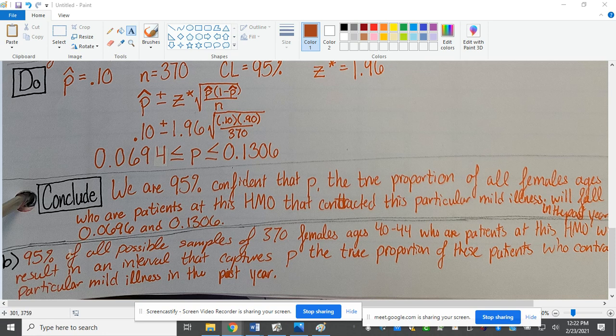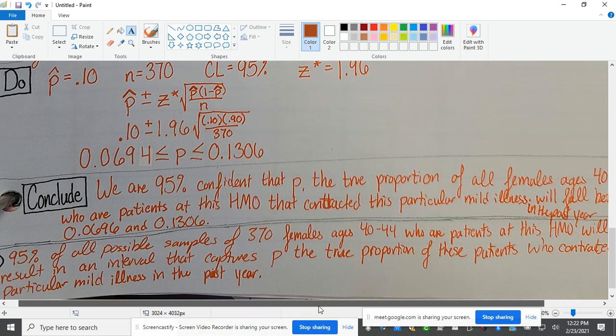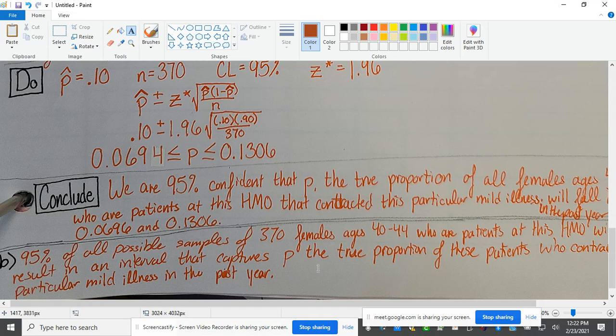So this is 95% of all possible samples of 370 females age 40 to 44 patients at this HMO would result in an interval that actually captures our true parameter. So make sure that you know what that is, because on the quiz, a lot of people did not yet.